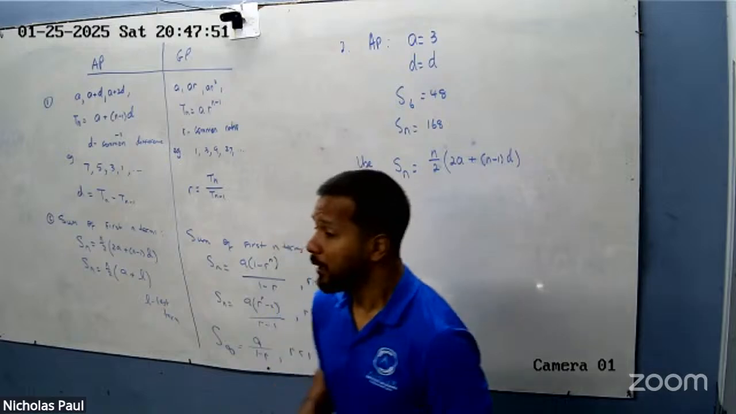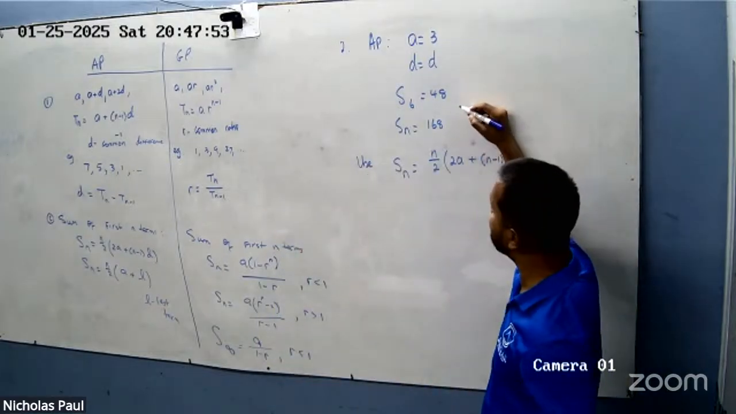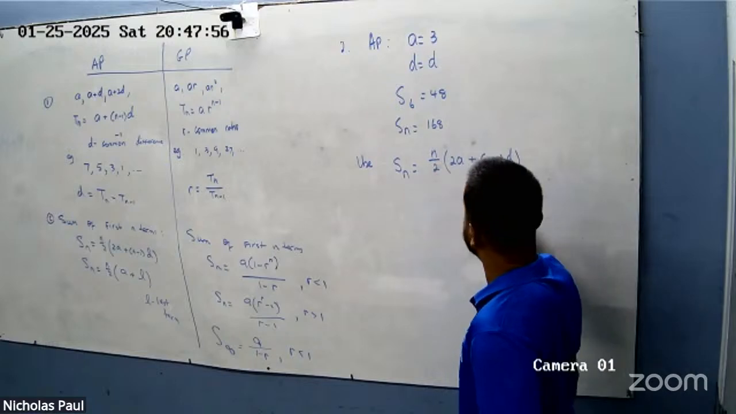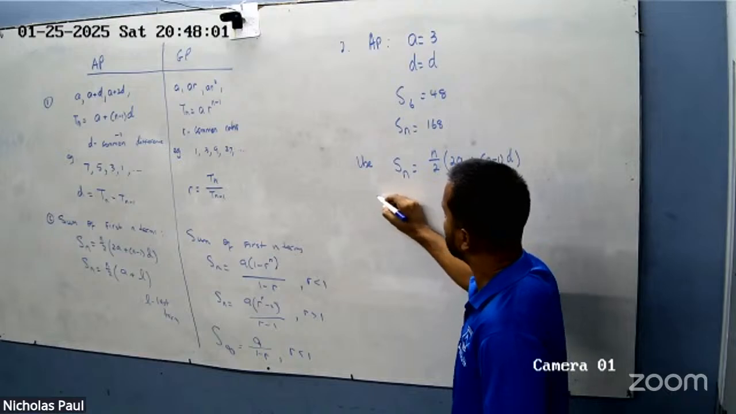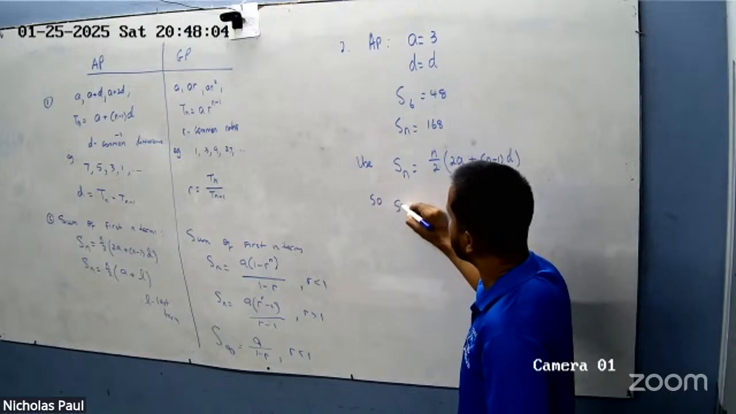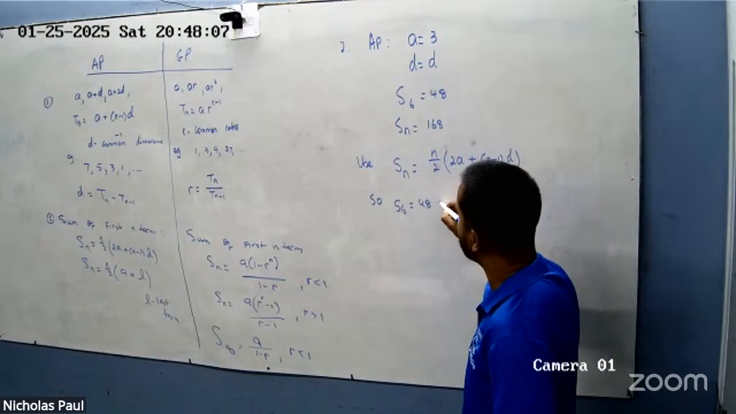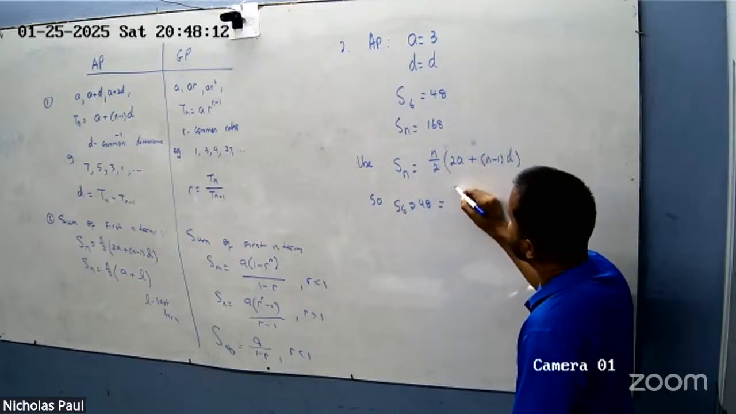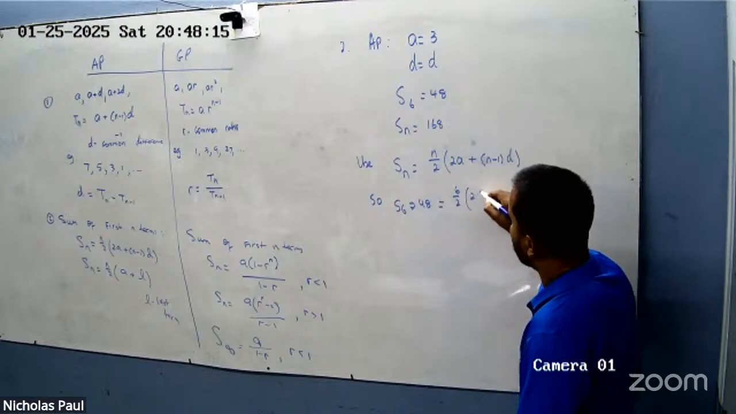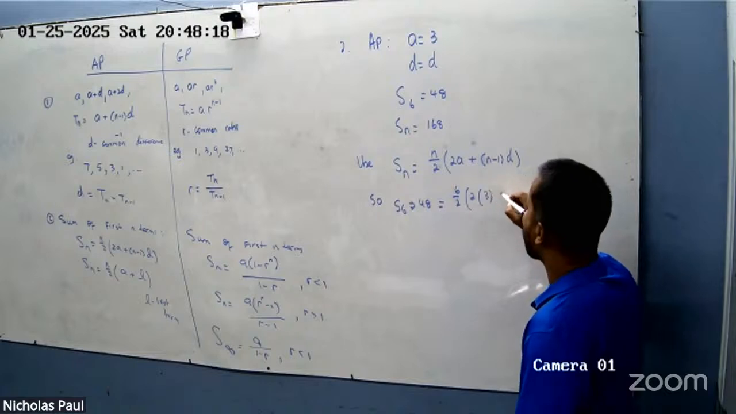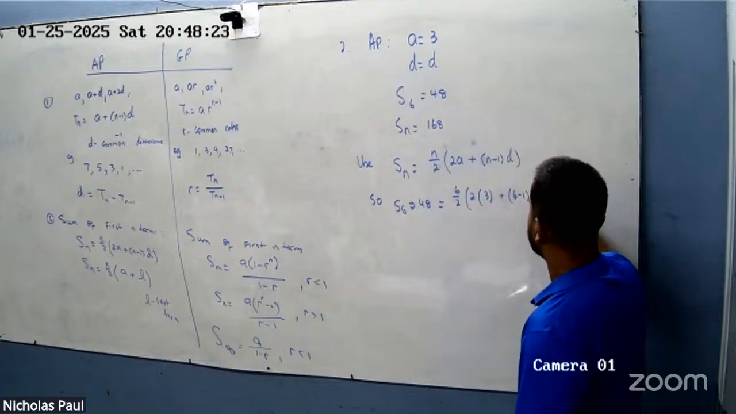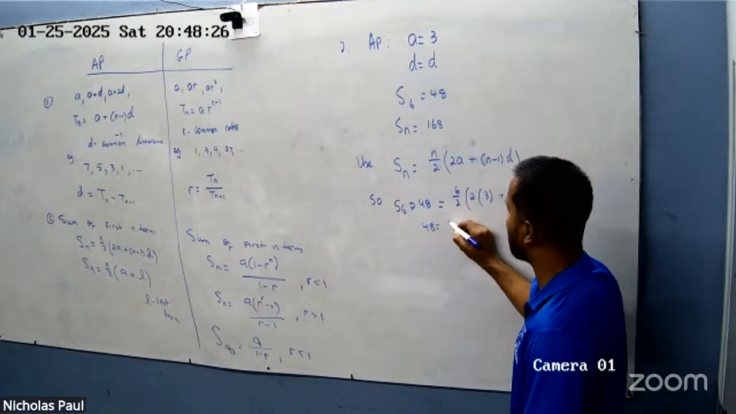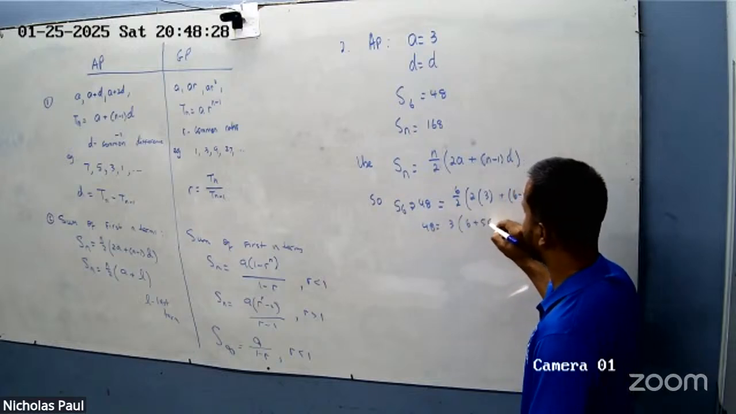Alright, so let's see what you have, right? For the first one, let's plug in n is 6. Let's plug in a is 3 and then solve for d. So when I substitute, I know that S6 is equal to 48, which is equal to n on 2, n is 6 on 2, by 2a, a is 3, plus n is 6 minus 1 by d. Right, so 48 is equal to 3 by 6 plus 5d.